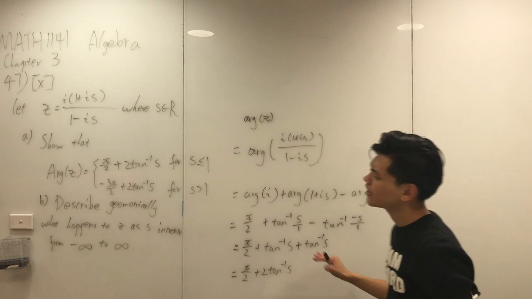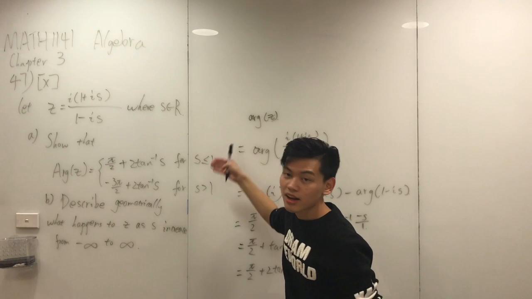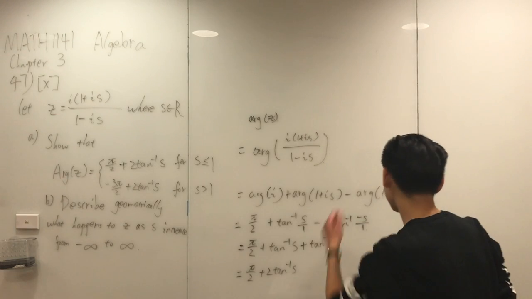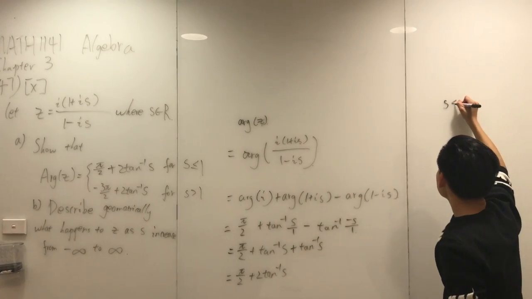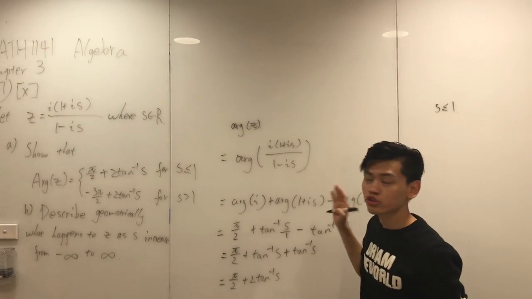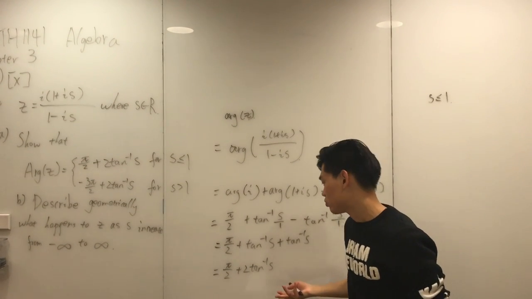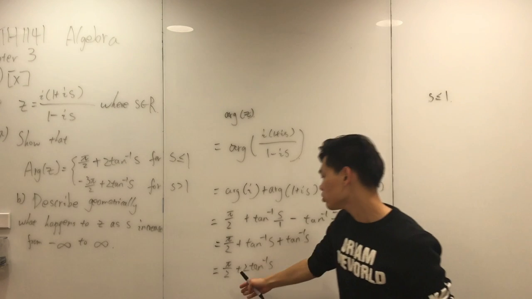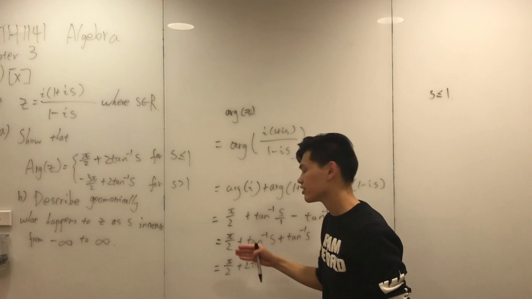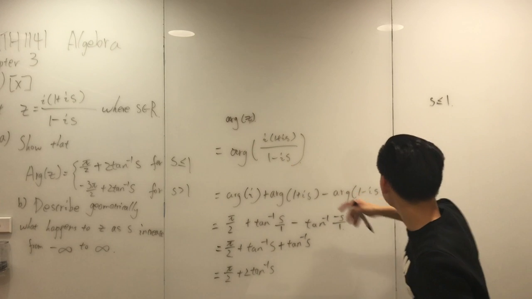Okay, looks like we're nearly there, but now we need to consider the value of s. So what happens when s is less than or equal to 1? What is going to change? Inverse tan s is going to change, right? Because arg z depends on pi/2, but at the same time depends on inverse tan s. So if our s value changes, the value of inverse tan s will change, and our arg z will change.